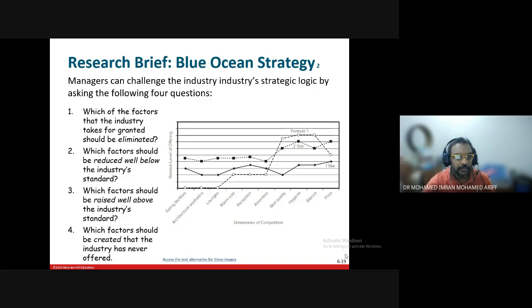Point number 2, which factors should be reduced well below the industry standard? Point number 3, which factors should be raised well above the industry standard? Which factors should be created that the industry has never offered? Okay, so these are the 4 factors.